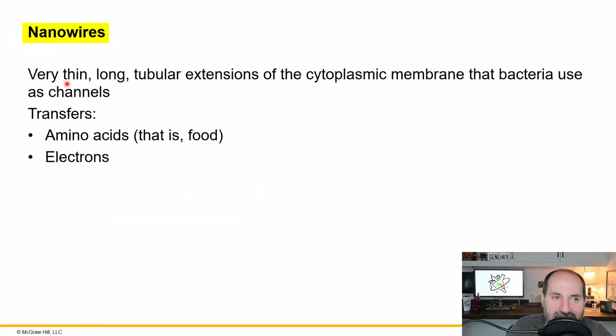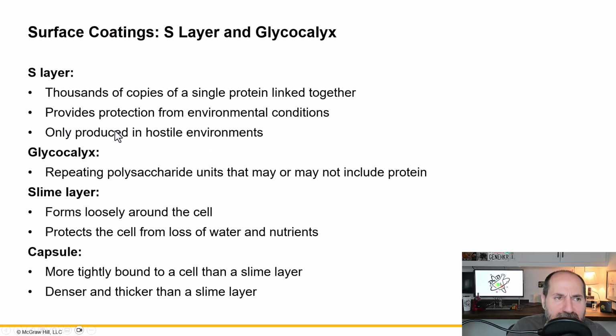Nanowires. Remember, nanowires are very thin, long tubular extensions of the cytoplasmic membrane that bacteria use as channels. They can transfer amino acids and electrons through these channels. Then we talked about surface coatings, the S layer and the glycocalyx. The S layer is thousands of copies of a single protein, providing protection from the environment on the surface of the cell. And there were two forms of glycocalyx, the slime layer and the capsule.